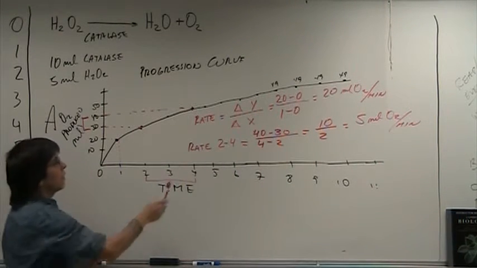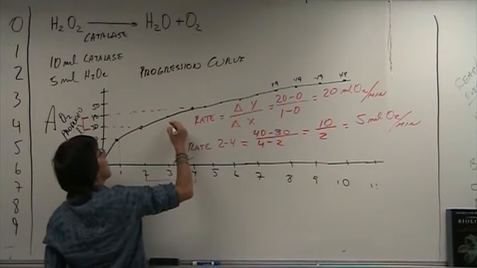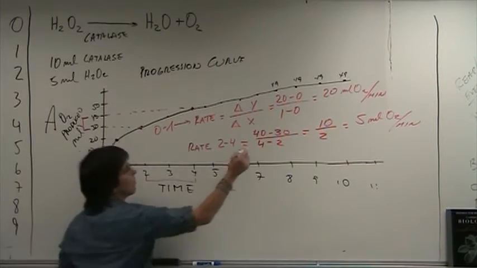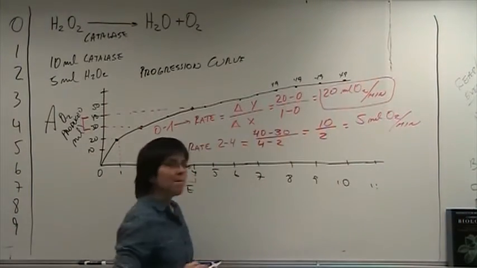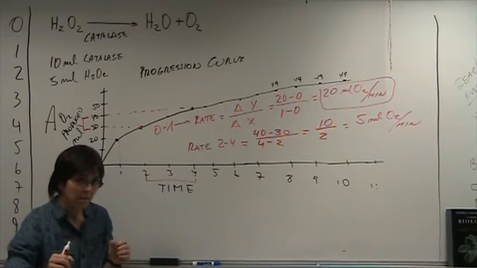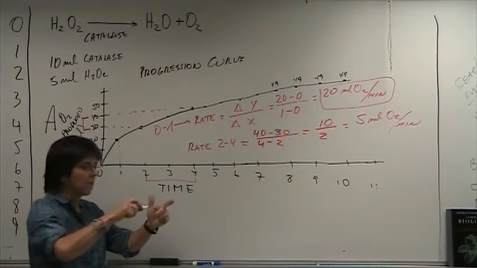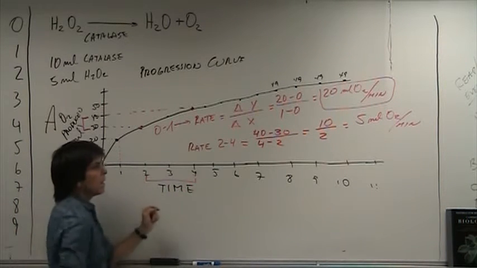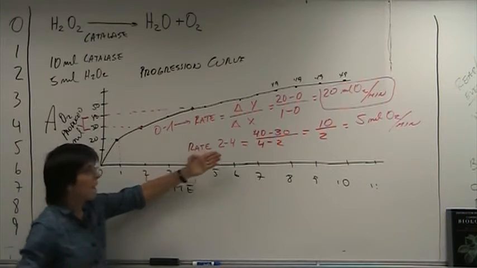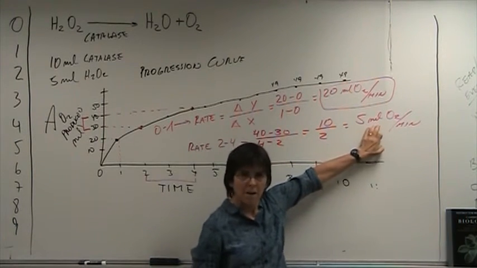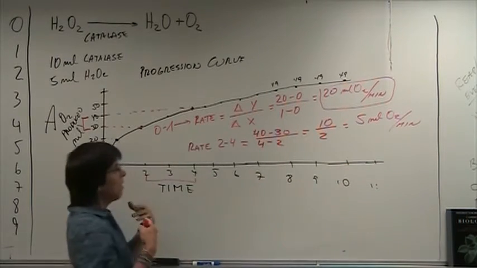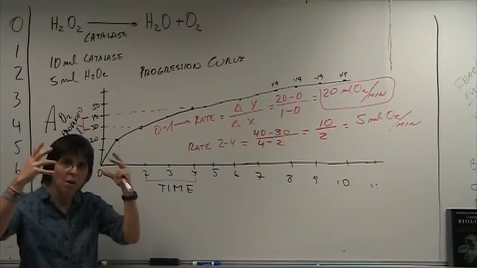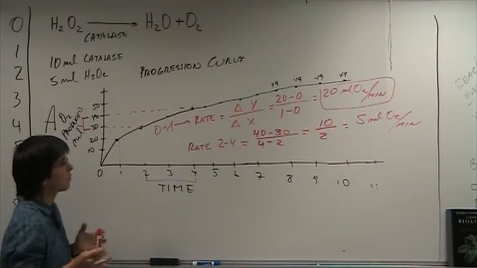So as you can see, if we calculate the rate of reaction for the first minute, for the interval 0 to 1 here, the rate of reaction is 20 milliliters of oxygen produced per minute. Think about it, 20 mLs of oxygen produced per minute. Between minutes 2 and 4, the amount of oxygen produced, the rate of the reaction, is only 5 mLs of oxygen per minute. So this is why we have to calculate rate of reaction at different intervals to get an idea of how the reaction is progressing.